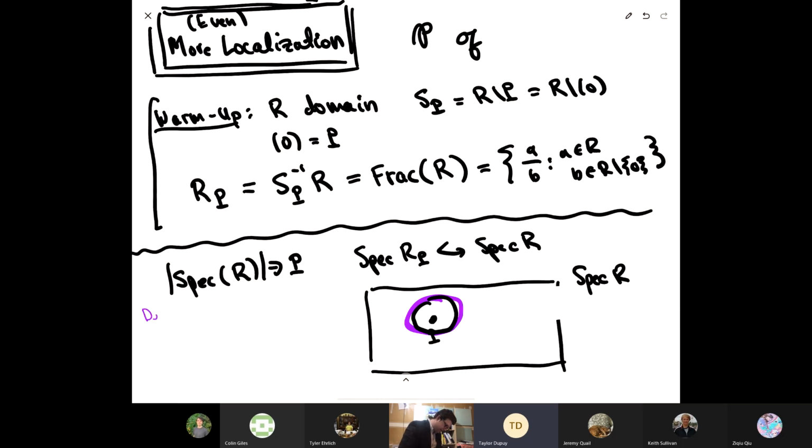Okay, so definition. The stalk neighborhood of P is the image of Spec R_P in Spec R.